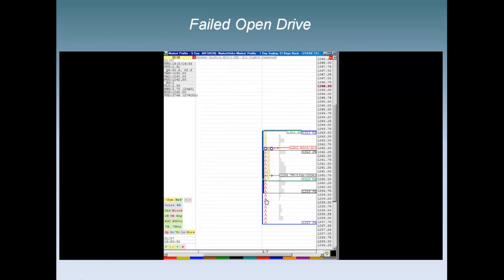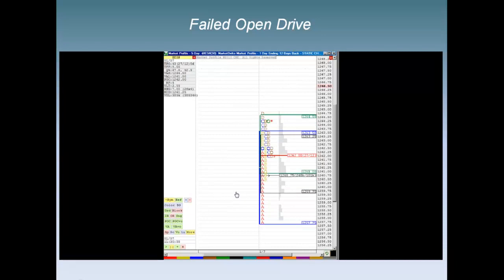If in fact the open drive would have worked, I would have found that B period would have continued lower, and C period even lower than that, and so on. So this is a great example to show you when an open drive fails. And look at this, even though it was a very powerful open drive, it still failed.